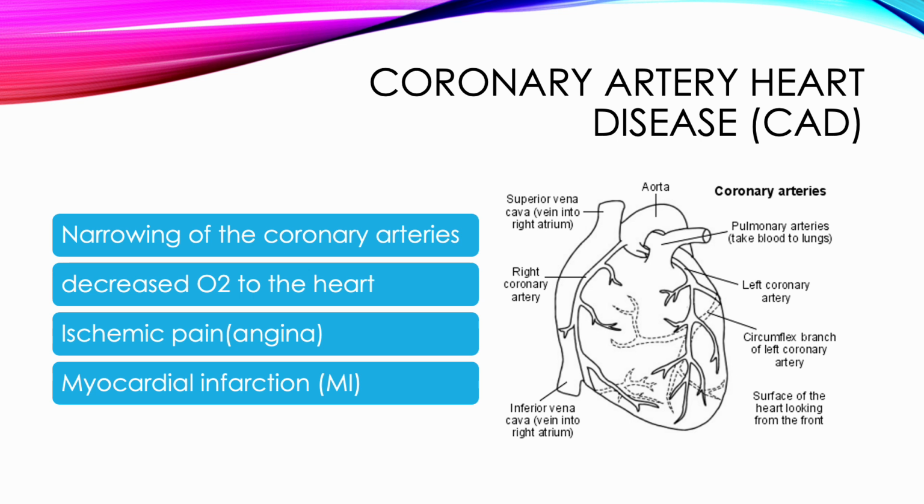But it results in decreased oxygen to the heart, and the patient's going to have ischemic pain, or they could develop a myocardial infarction. So ischemic pain, we call that angina pectoris. It means pain in the chest. And myocardial infarction means that the cells are dying. Okay, so they're necrotic and they've died. We're going to go into more depth than that, so don't worry about that just yet.